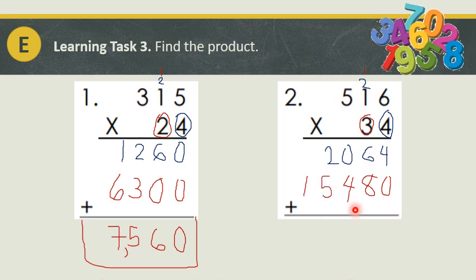Then, add na natin yung mga partial products. Simula tayo sa kanan. So, 4 plus 0 is 4. 6 plus 8 is 14. Carry 1 sa taas. So, 0 plus 4 is 4 plus 1 is 5. 2 plus 5 is 7. Then, bring down 1. Kaya ang answer natin dito is 17,544.